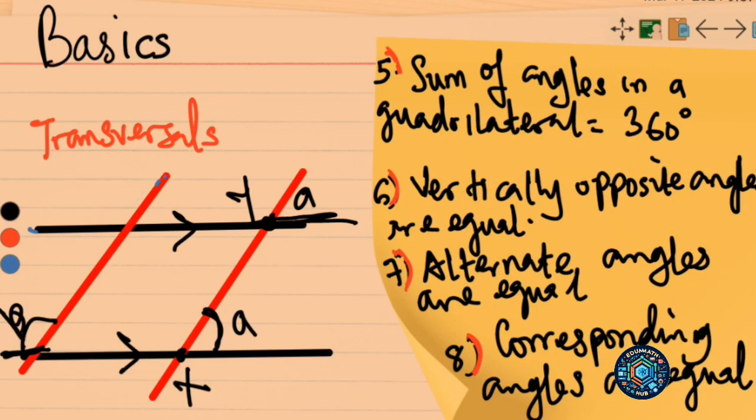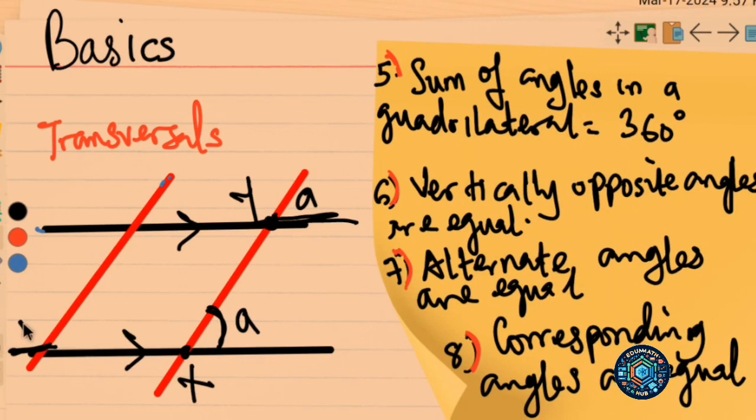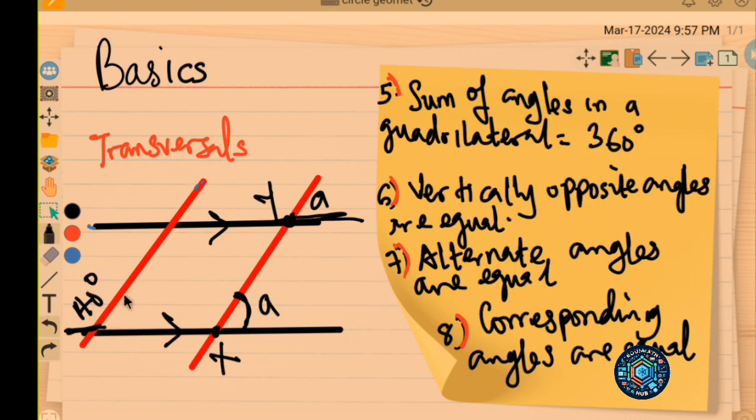So if you are using numbers, for example, if here is 40 degrees, you come to this side and put 40 here, your answer will be correct, because these are corresponding angles. They are on the same side of the line. It's just the same line because they are parallel. This line is parallel to this line.